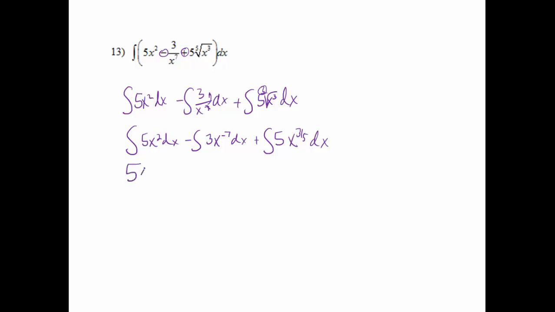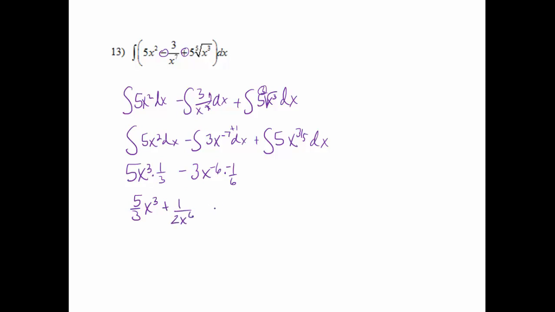So this one's going to be 5x to the third times 1/3. And then I'll clean that up. It's going to be 5/3 x to the third. This next one, I'm going to get 3x to the, if I add 1, I'm going to get -6, multiplied by the reciprocal of that. And this is going to be, if I clean that up, it's going to be plus 1 over 2x to the 6th.